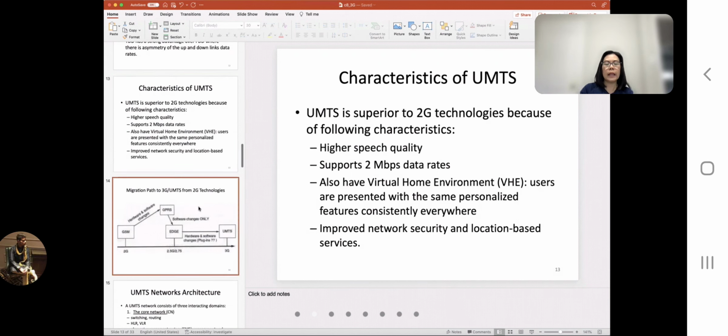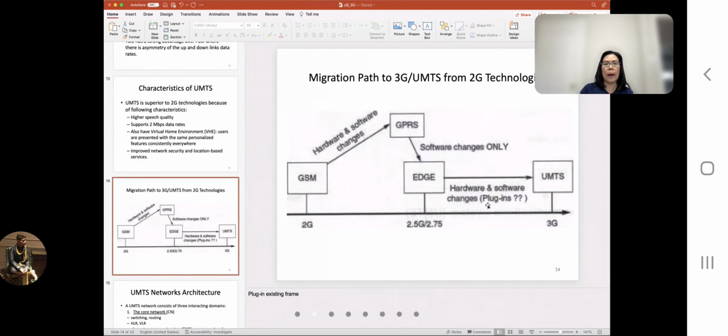All right, and then this is how service providers migrated from 2G to 3G. So for 2G, at the beginning, we have GSM. And then they built GPRS for data services on top of GSM. So GSM has only a circuit switch domain, as we said before, only circuit switching to handle voice. GPRS now has packet switching services to handle data services.